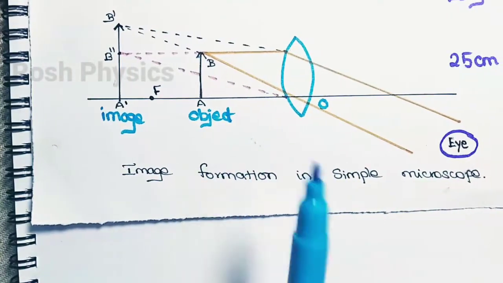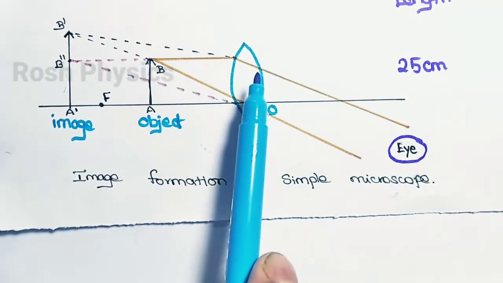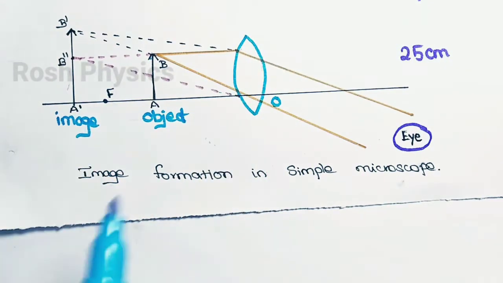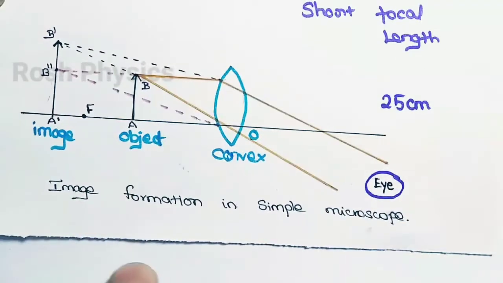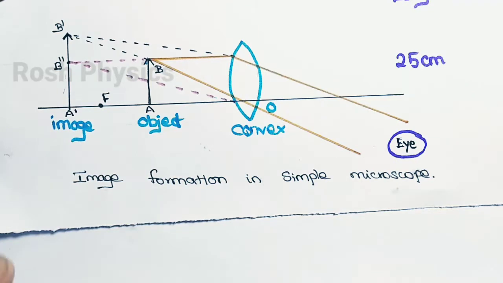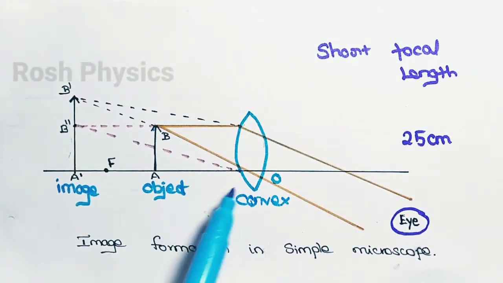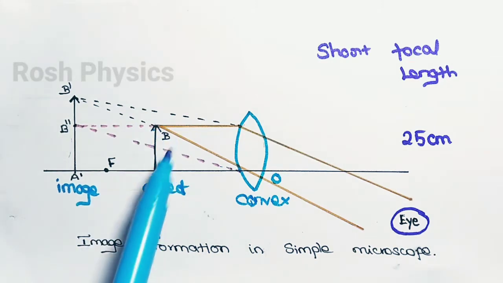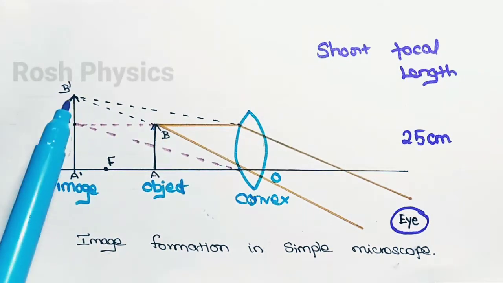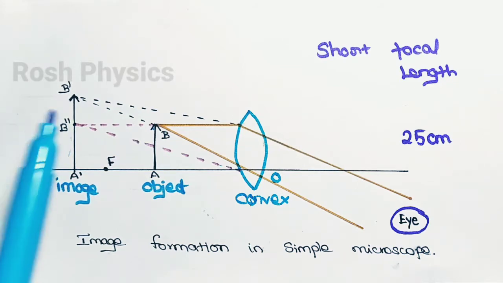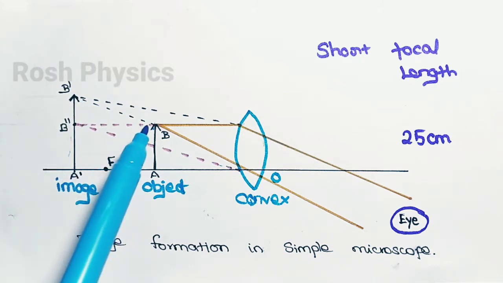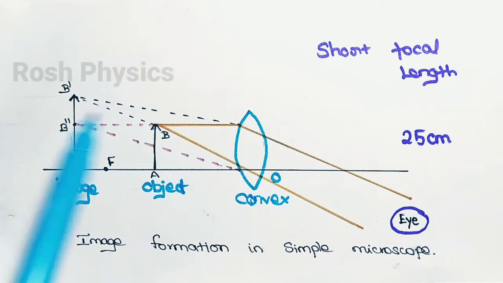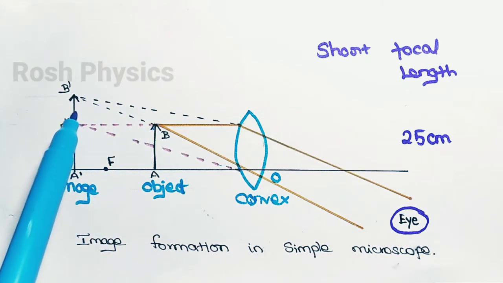Look at this diagram. This is the diagram of a simple microscope. The simple microscope consists of a single convex lens, and it has a very short focal length. Due to the short focal length, the object should be placed very near to the lens, so that the image formed is an erect, virtual and enlarged image. By looking at it, you can understand how the image gets magnified.